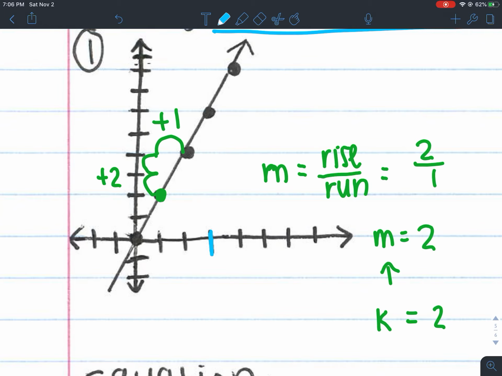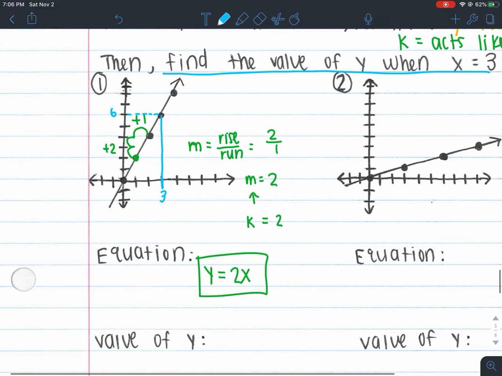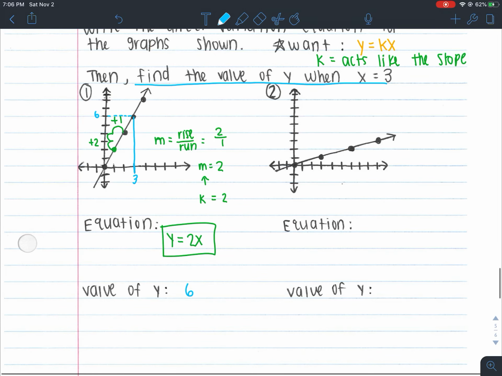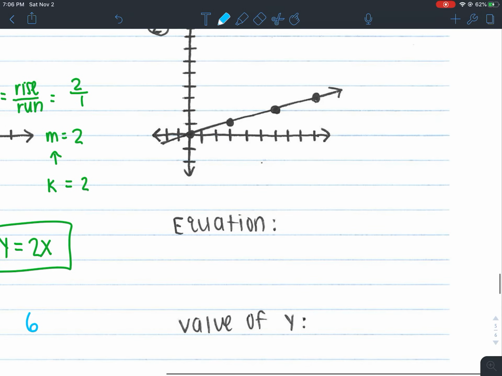So we're going to trace that all the way up until we hit the line drawn. It hits that point right there. So we want to see what the y value is at that point. What's the y value here? 1, 2, 3, 4, 5, 6. It hits the value at 6. So when x is 3, then y is 6. So that one you just have to use your line.